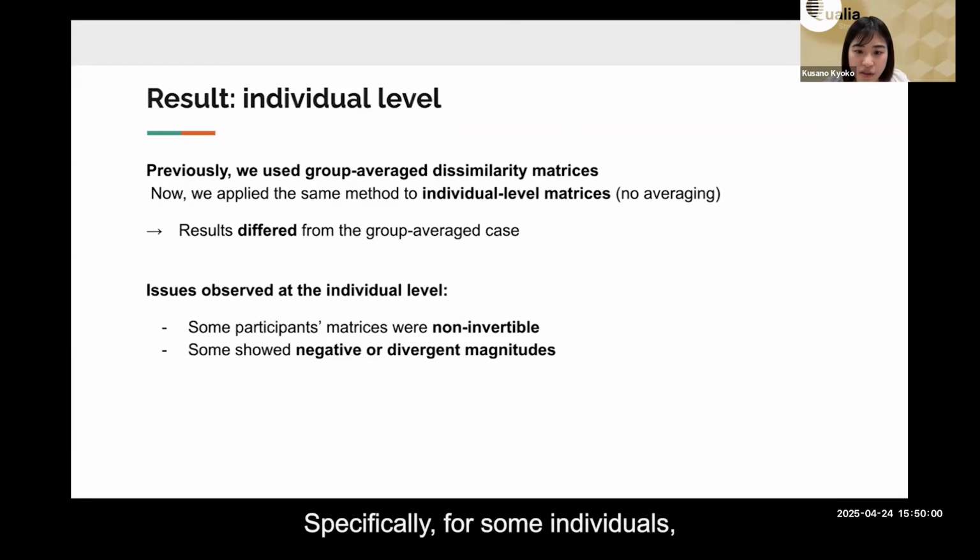Specifically, for more individuals, the inverse matrices can't be computed, or the resulting magnitude diverges to positive or negative infinity.